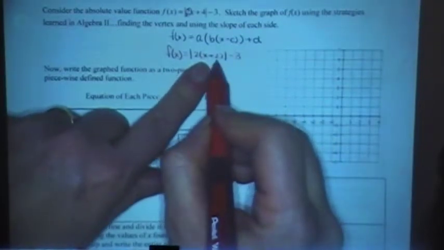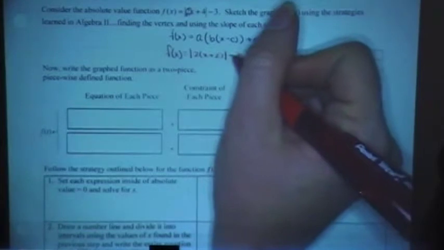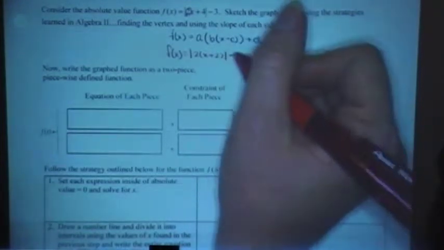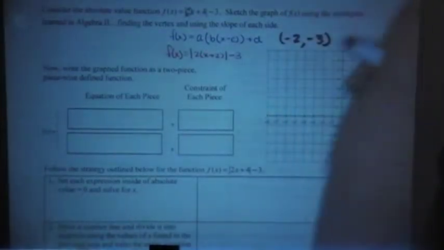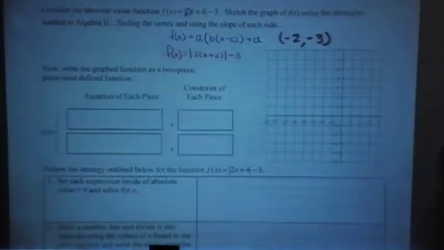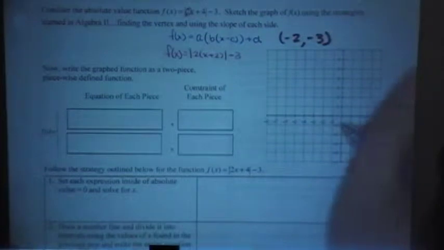And when I do it that way, I can see my vertex. And if you remember, I know we didn't do a lot with absolute value in Algebra 2, but finding the vertex of an absolute value function is very similar to finding the vertex of a quadratic. So you can just take these two and remember, if it's inside with x, it's actually the opposite, so your vertex ends up being the point -2, -3. Okay, so I am going to go over to -2, -3 and put a dot.